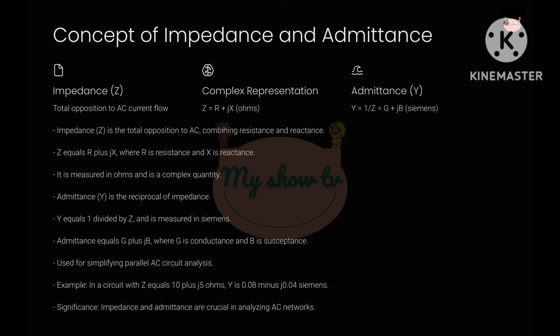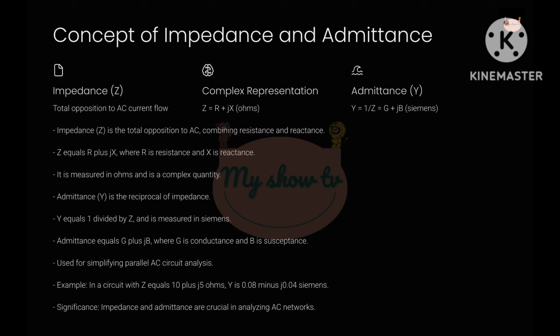Admittance is the reciprocal of impedance. It tells how easily current flows in a circuit. The formula is Y = 1/Z. Admittance is measured in Siemens. It also has two parts: conductance, the real part, and susceptance, the imaginary part. Y = G + jB, where G is conductance and B is susceptance. Example: if a circuit has impedance Z = 4 + j3 ohms, then admittance Y = 1/(4 + j3), which can be calculated using complex number division.